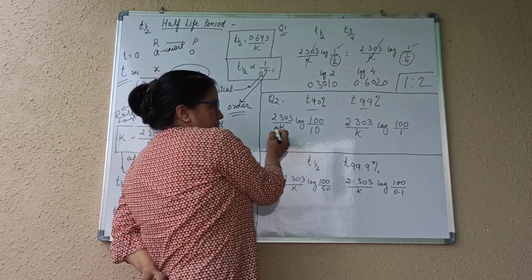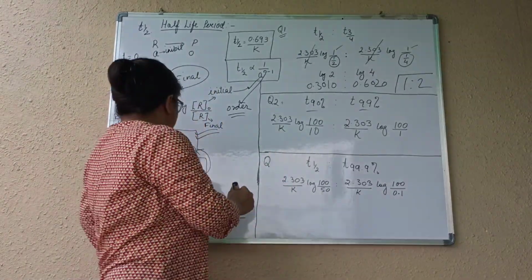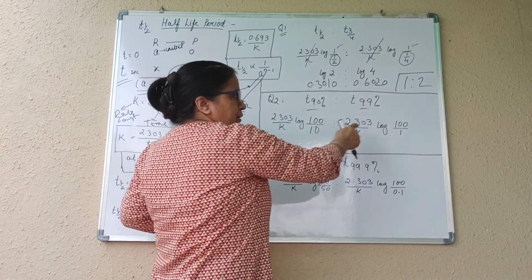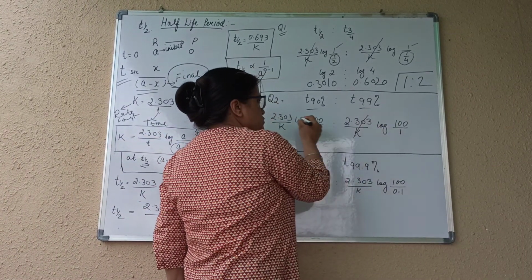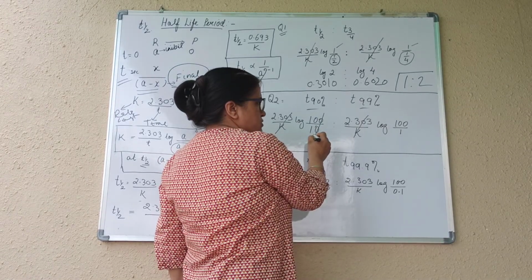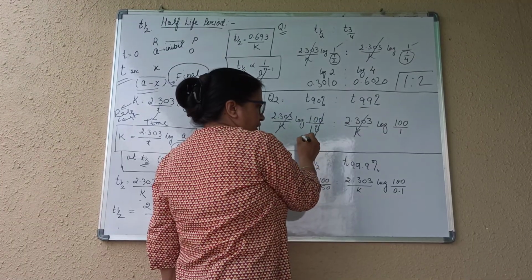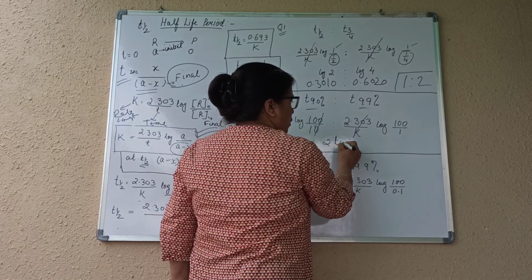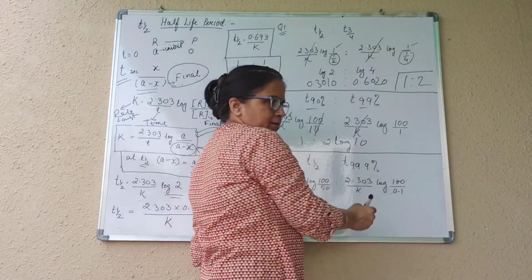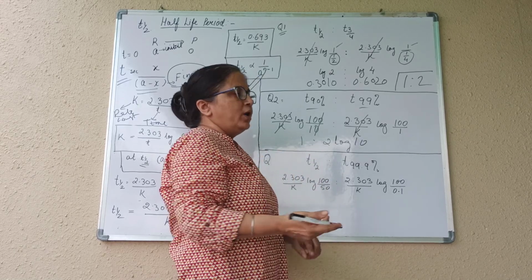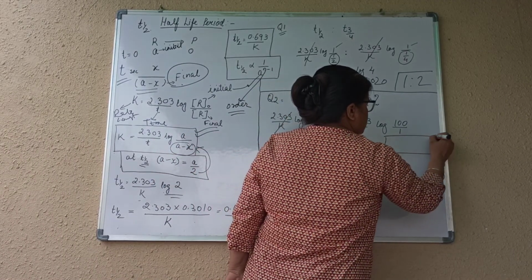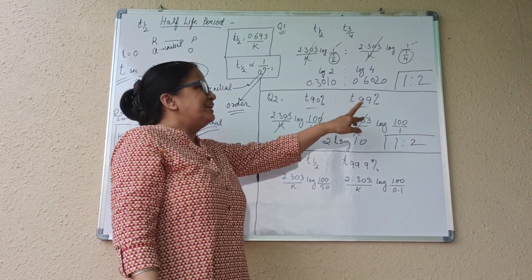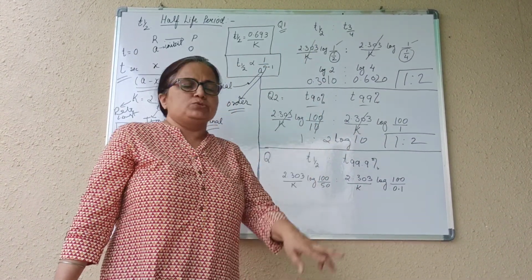So I have 2.303 by K as used here. This one is log 100 by 10, and this is log 100 by 1. So this goes away, this also goes. This is log 10, and log 10 is 1. If I open this, I will have log 10 to 2 log 10, and 2 log 10 is 2. So again I get the answer for this question as 1 is to 2. So the ratio of t90 and t99 also is 1 is to 2.